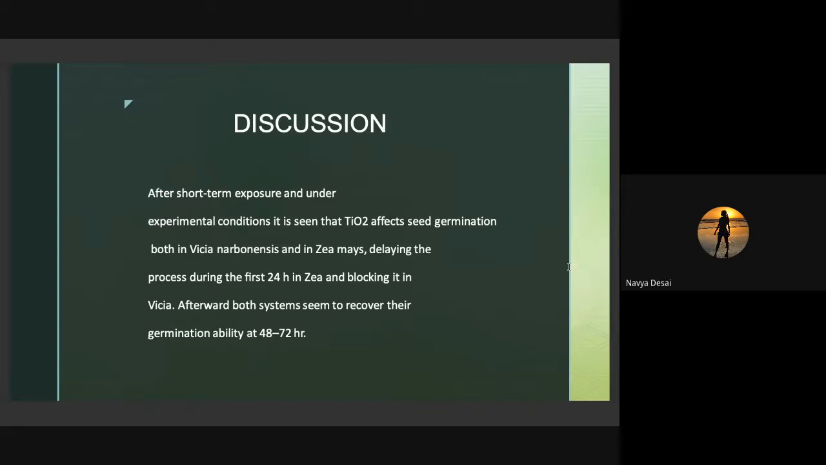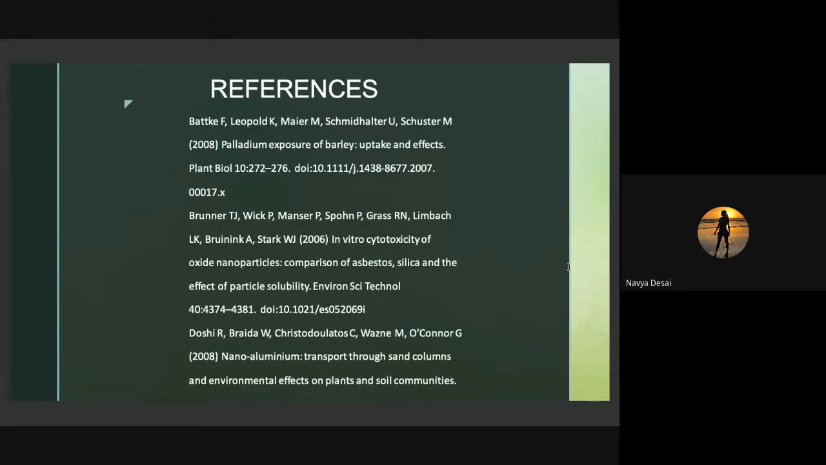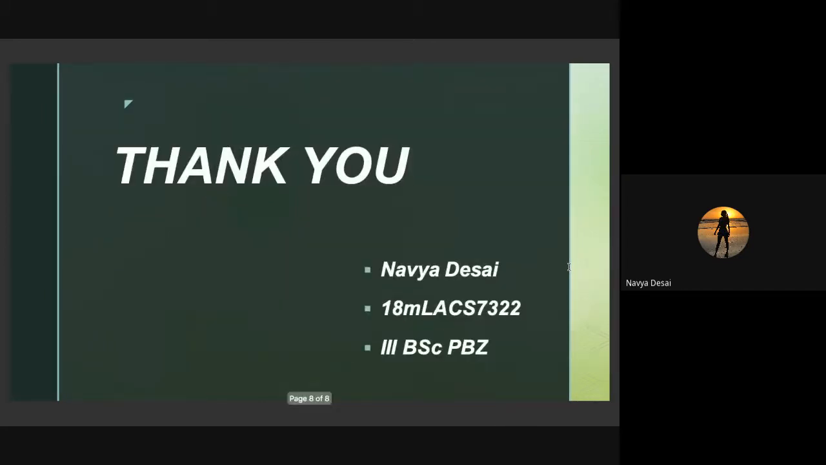So by this, the discussion says that after short-term exposure and under experimental conditions, it is seen that titanium dioxide affects seed germination in both the species, delaying the process during the first 24 hours in Zea and blocking it completely in Vicia. But afterwards, both the plant systems started to recover their germination ability in the 48 to 72 hour window, but they are not able to grow with the same vigor as the controls at higher concentration. So these are the references. Thank you.